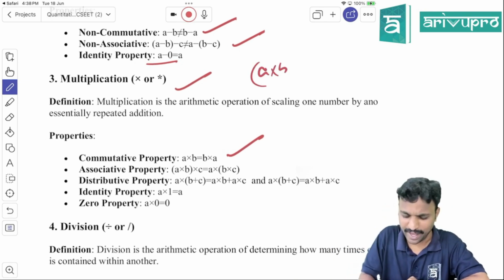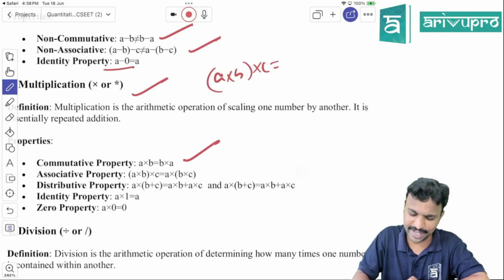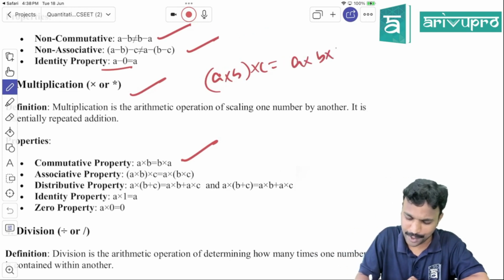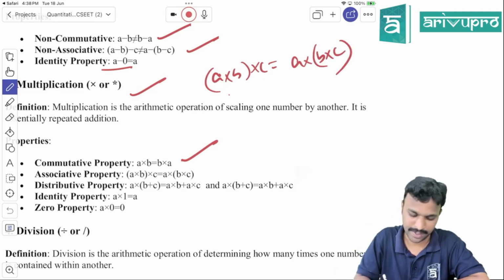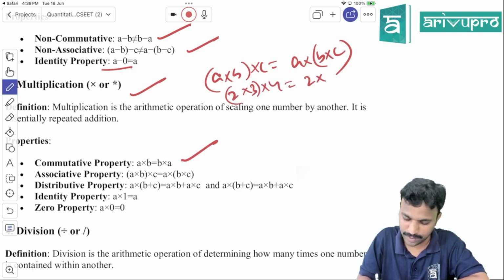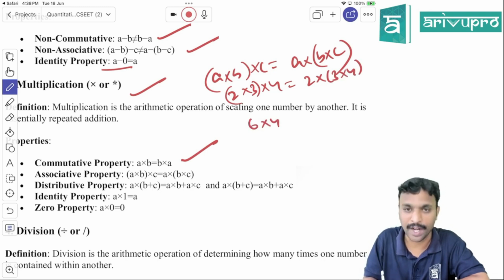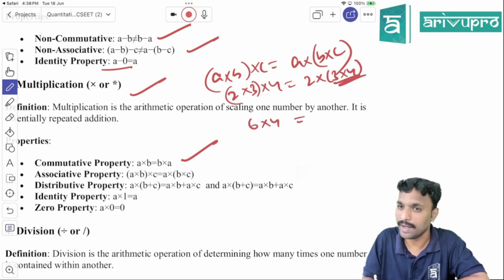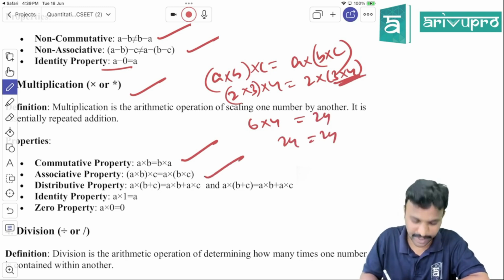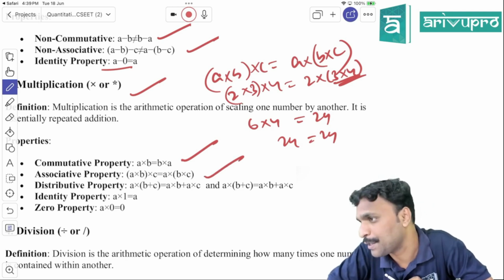A into B into C. You can put the bracket around any two numbers. Still, the product will remain the same. Yes or no? You want me to prove? Let's say 2, 3, 4. Okay. 2, 3, 4. Check. 2 3s are 6. 6 4s are 24. 3 4s are 12. 2 into 12 is 24. So 24 equals 24. So the associative property holds for multiplication.